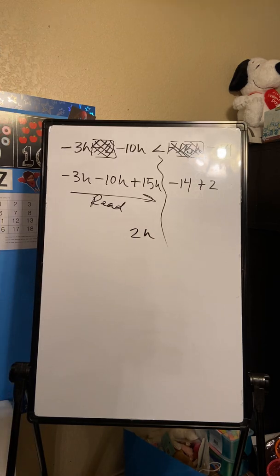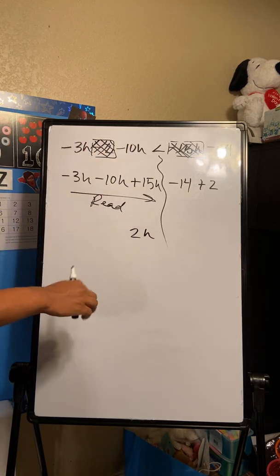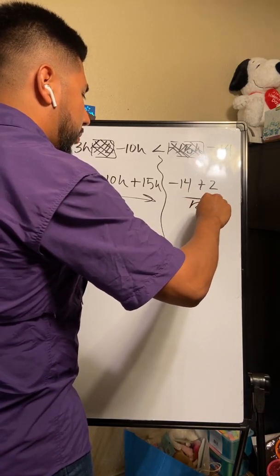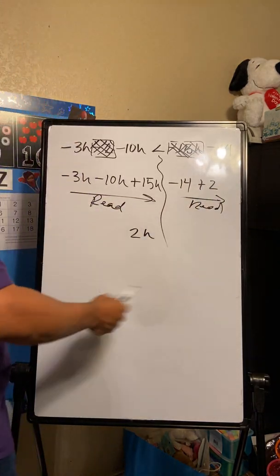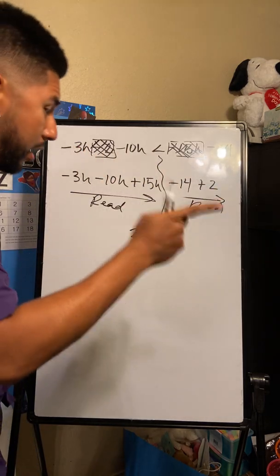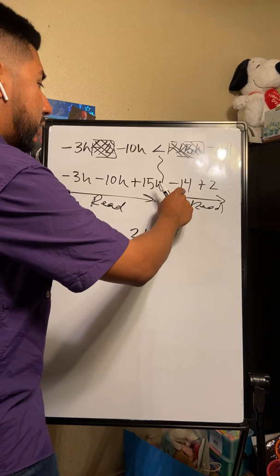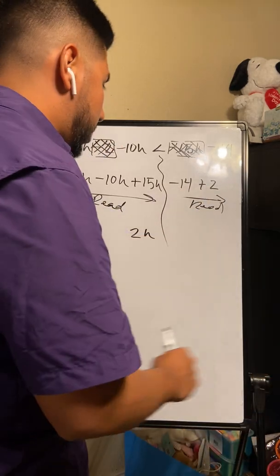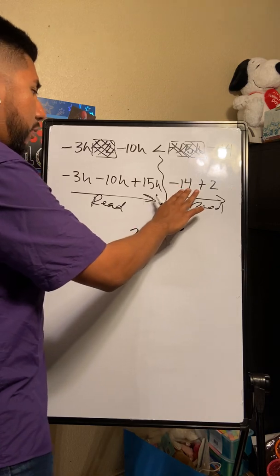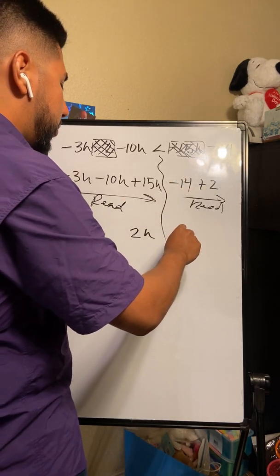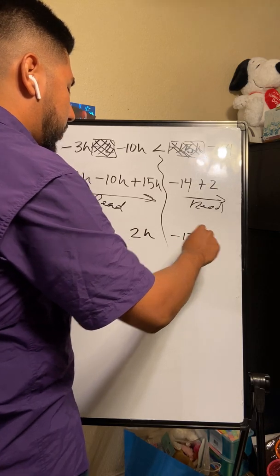Double check. Coming to this next side, make sure you read negative 14 plus 2. You are not going to say minus 14 plus 2. That is incorrect. If you try putting it in the calculator, you will get an error. So make sure you say negative 14 plus 2. Negative 14 plus 2 gives me negative 12.